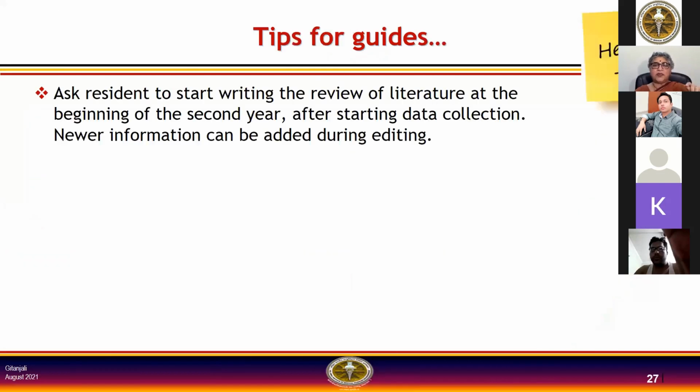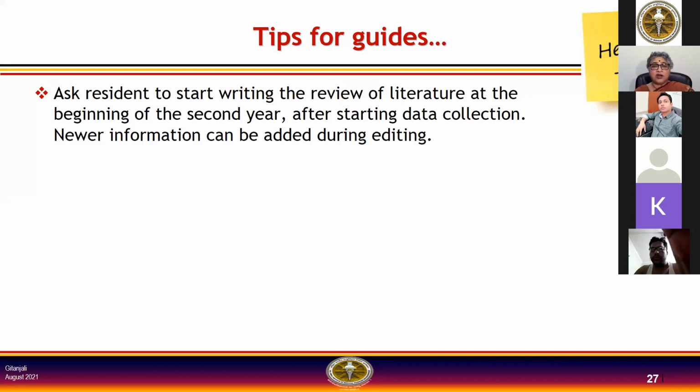So that's okay. I want to end by giving some tips to the guides. First thing is, ask the resident to start writing the review of literature at the beginning of the second year. Most of the time, what happens? People wait till there is another 6 months, just about 3 months before they have to submit the thesis, and then they will say, now you start writing your thesis. Not necessary. After they start data collection, you can start writing the review of literature.